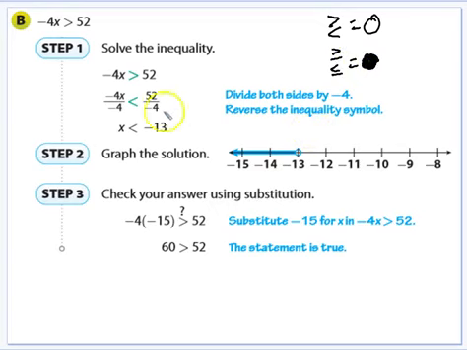All right. So since it's less than, we have our open dot on -13. That's an open dot, class. And then we move it to the left. Because x is less than -13, it's going to be to the left of -13. Okay, class? You need to pay attention. It's the variable that we're marking with these arrows. All right?